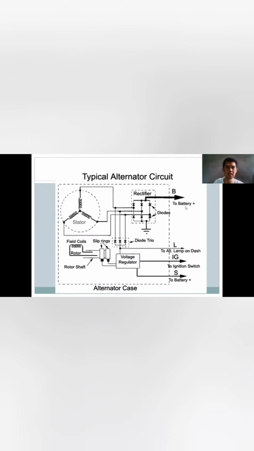Next, this is the schematic diagram of an alternator: the stator, the rectifier, and the diodes, the rotor shaft, slip rings, the voltage regulator, and the diode trio. As you can see, the stator is connected to the rectifier, and the slip rings are connected from the rotor to the voltage regulator.